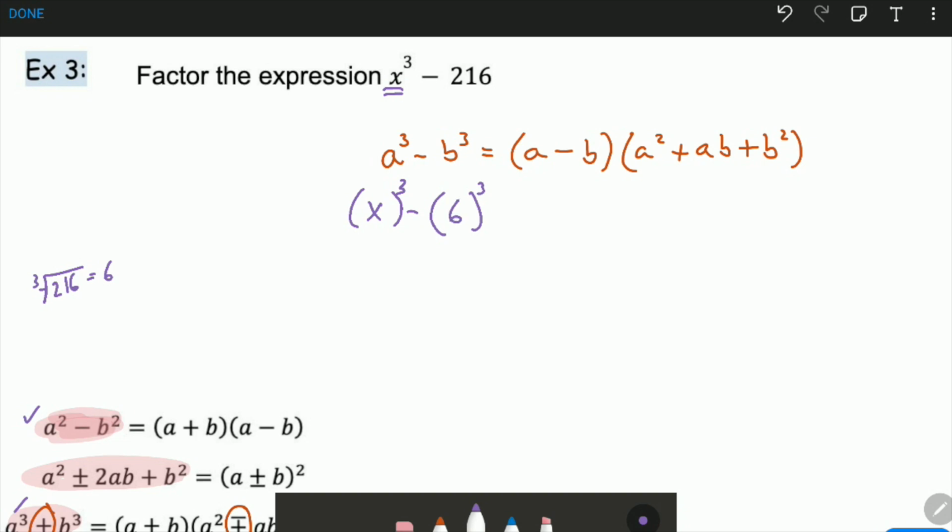Now that we know what a and b are, a and b just being the stuff in the little parentheses here, we can apply them to the factors side.